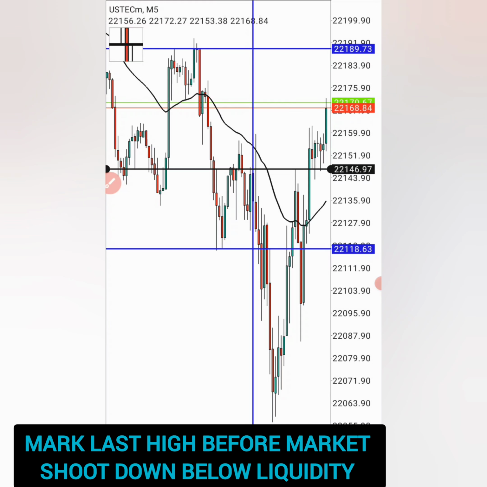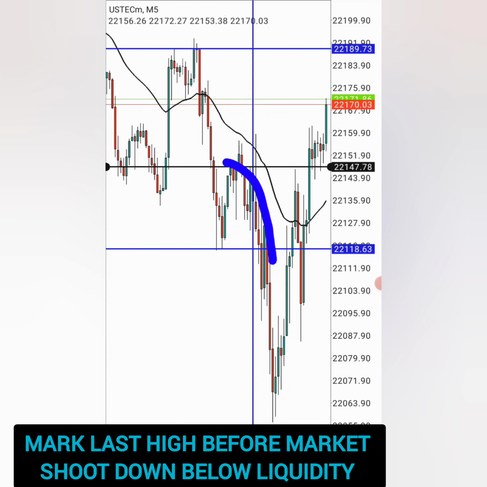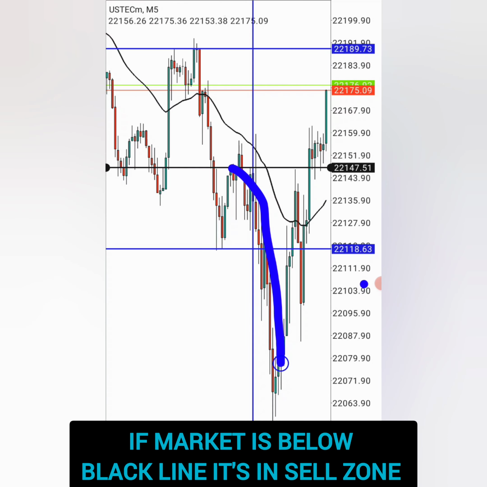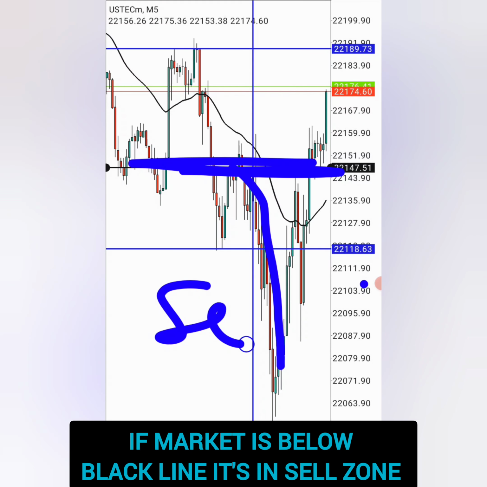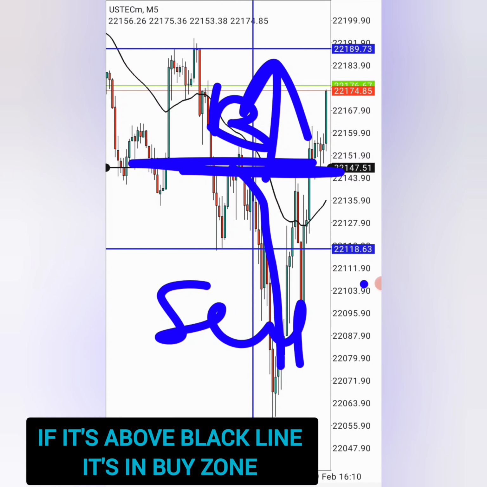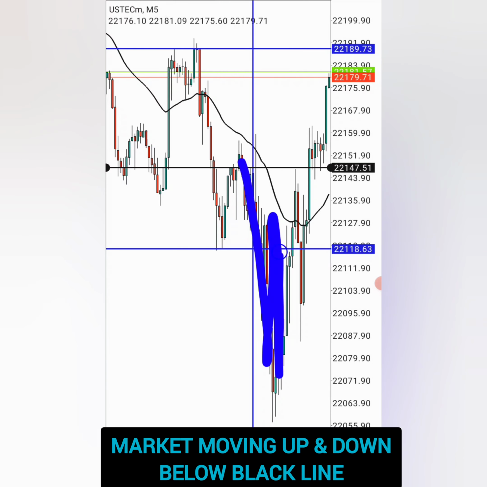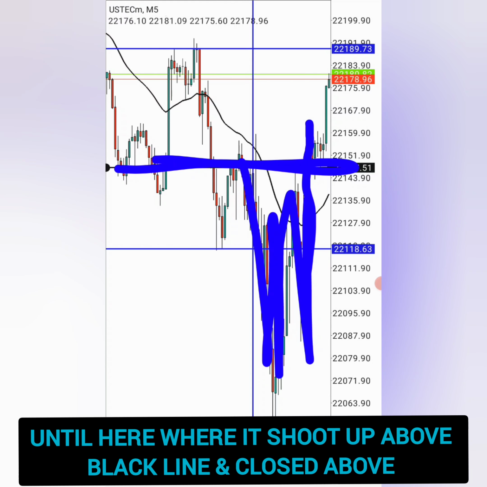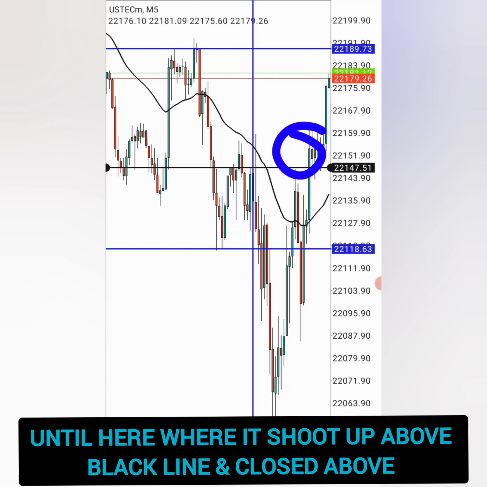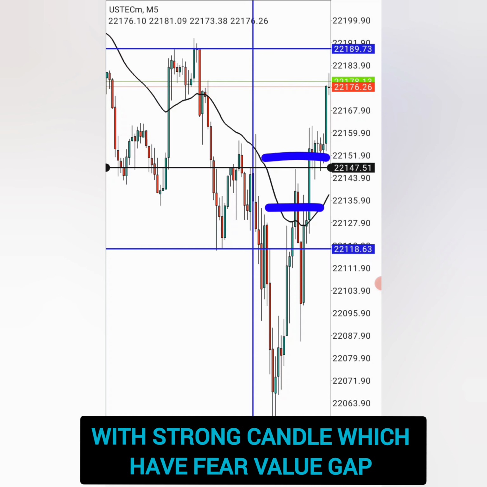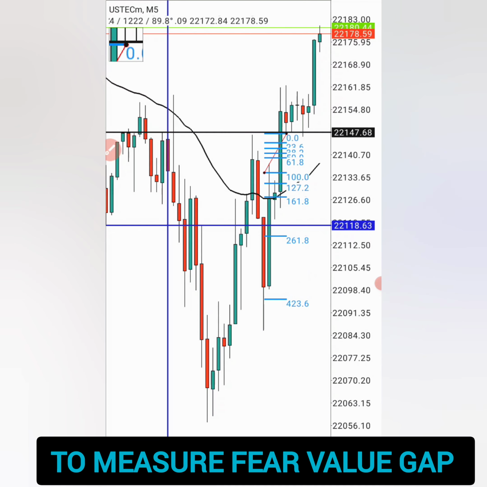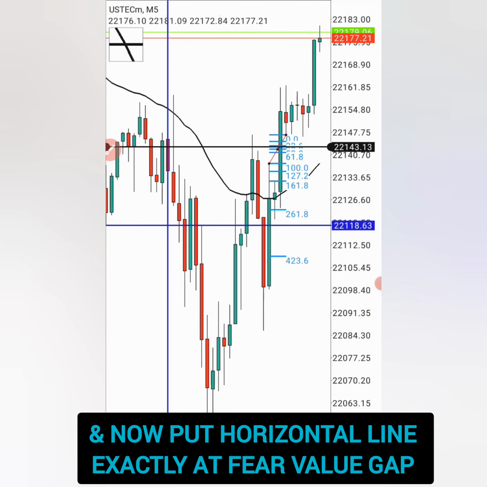Now you need to mark the last high before the market shot down below this liquidity, and this is where we have put this black line, which means if the market is below this black line, it's in the sell zone, and if it's above, it's now in the buy zone. You can see the market moving up and down below this black line until right here it shot up above this black line and closed above with a strong candle which has a fair value gap. And once you have this red candle, you need to use the Fibonacci to measure the fair value gap, and put a horizontal line exactly at the fair value gap.